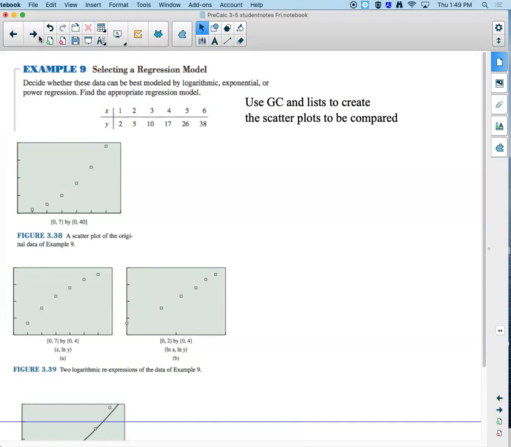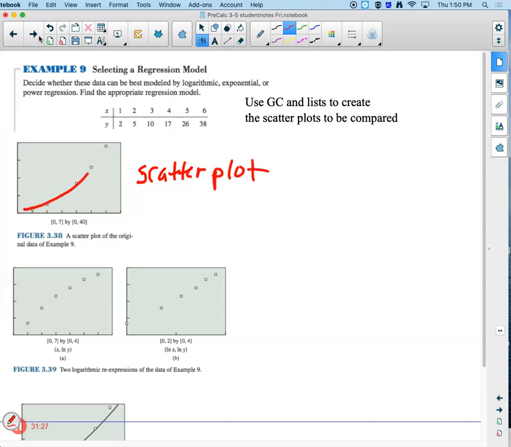So selecting a regression model is what we're looking at here. It said, decide whether these data can be best modeled by logarithmic, exponential, or power regression, and find the appropriate regression model. So the first thing you would do is make a scatter plot of the data. Now, looking at these data points, hopefully we think, well, that's exponential growth. I should use exponential growth. But we would try a couple of other ones to see how good a fit they are.